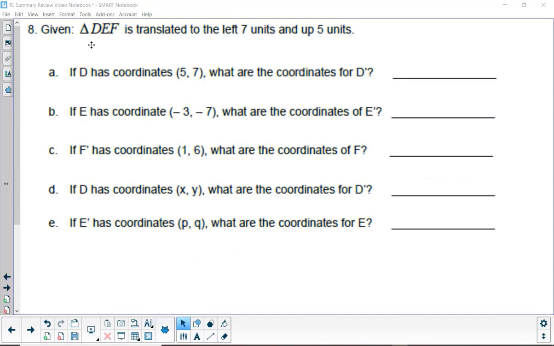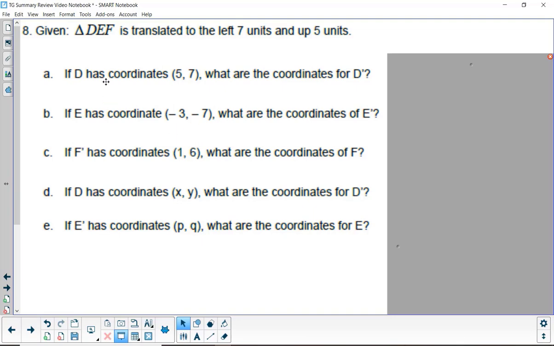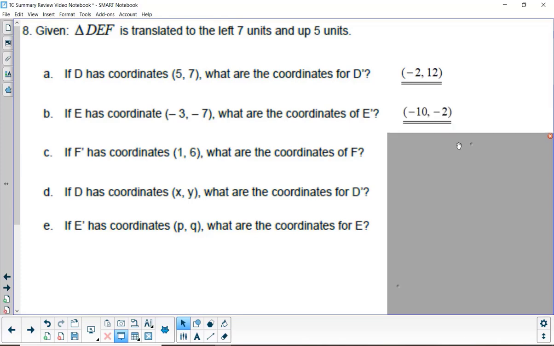Number 8, you're given some triangle DEF is translated to the left 7 units and up 5 units, and you're asked these questions about them. So if D has coordinates 5, 7 on the pre-image, what are the coordinates for D prime on the image? Well, since we're going to the left 7, subtract 7 from the x, and up 5, add 5 to the y. So that should be -2, 12. E is also on the pre-image. We're going to have to subtract 7 and add 5, and we get -10, -2.